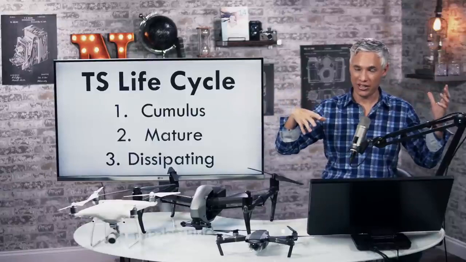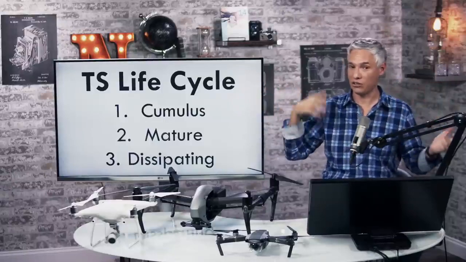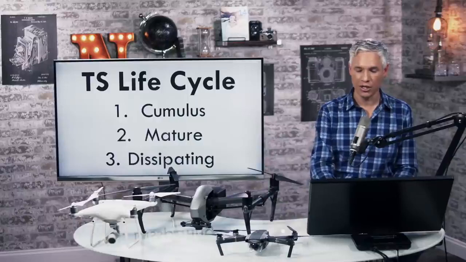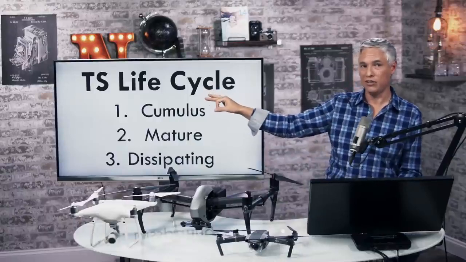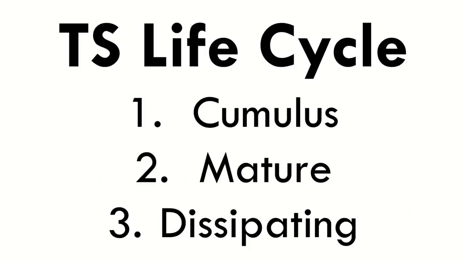Not all cumulus clouds become thunderclouds, but all thunderclouds start life as cumulus clouds, pretty much. The thundercloud lifecycle starts with a cumulus cloud, moves into the maturing stage, and then ends in the dissipating stage. Three stages of the thundercloud. The mature stage is the most dangerous and intense.